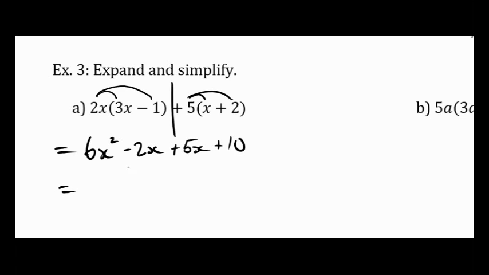Well, I've got like terms. I've got two terms that are just x, not x squared, just x. So I can add them together. 6x squared, 5 minus 2 is 3. I had 5 x's. I took away 2 x's. I've got 3 left. Plus 10.